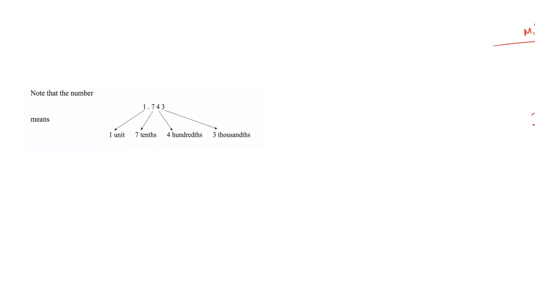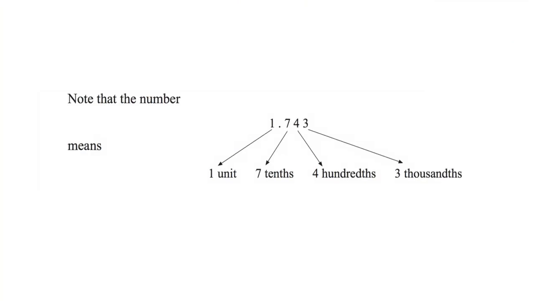Now, these are far easier to say. We don't need to remember anything too much. It works in exactly the same way as whole units, but kind of opposite. So 1.743 means 1 unit, 7 tenths, 4 hundredths, and 3 thousandths.